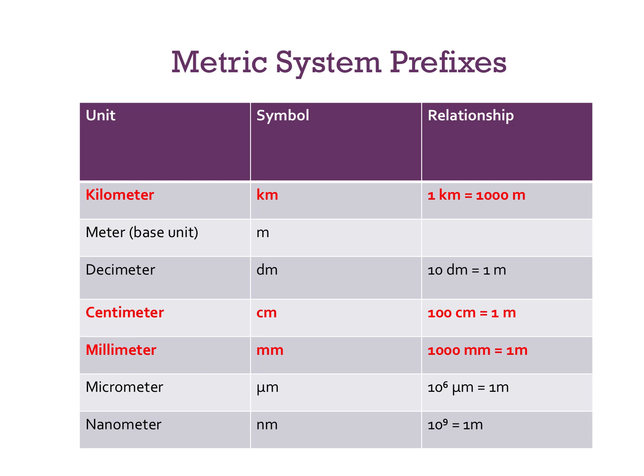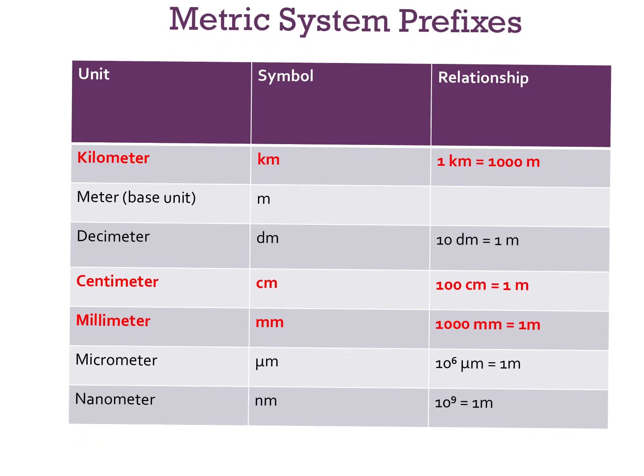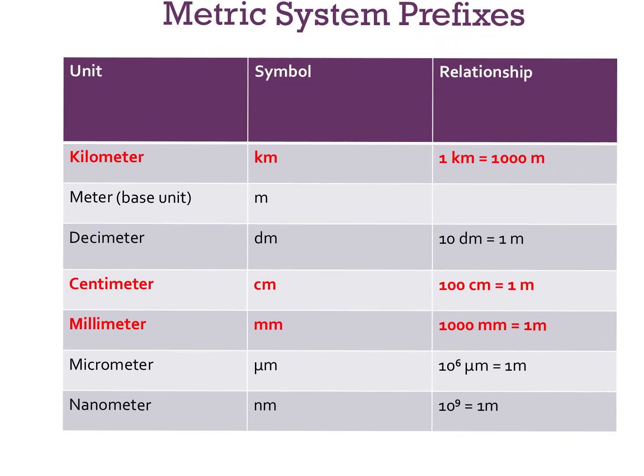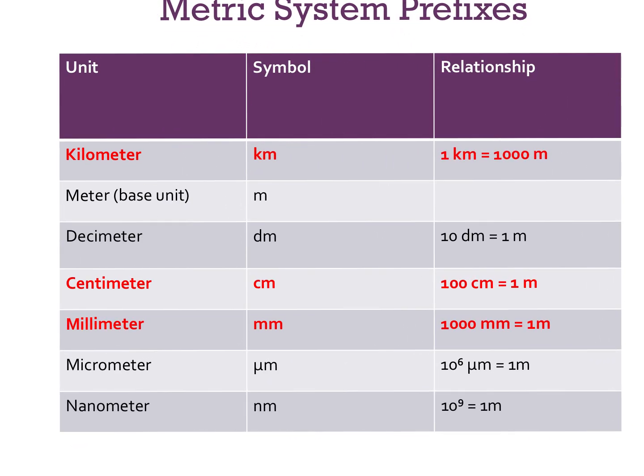Do you see the 3 in red? These are the 3 I want you to write down. They're the 3 we use the most often. They're the 3 you just need to memorize, okay? So let's say we want to measure something really tiny. We would use millimeters. The symbol is lowercase m, lowercase m. And then we'll start doing a lot of conversions, like between millimeters and meters. So you need to know the relationship.